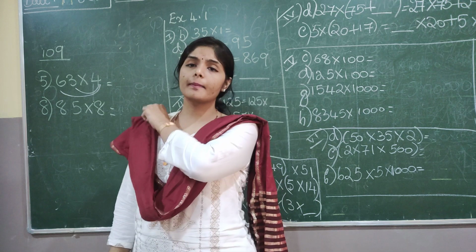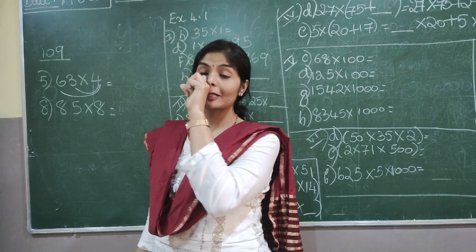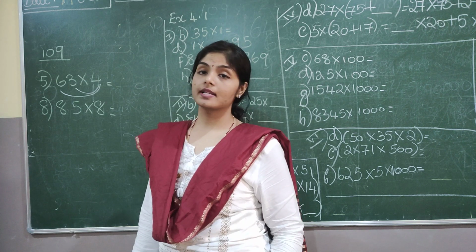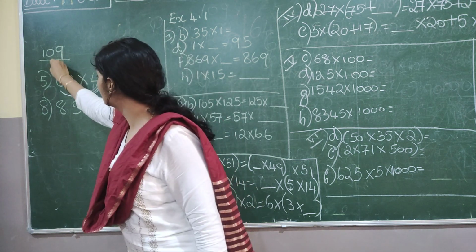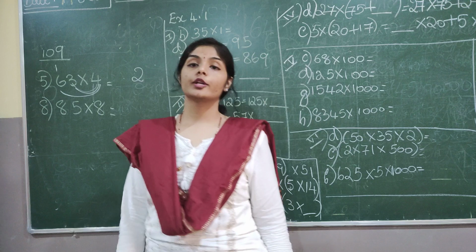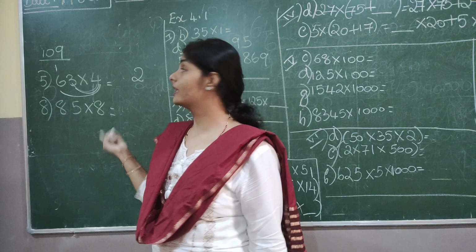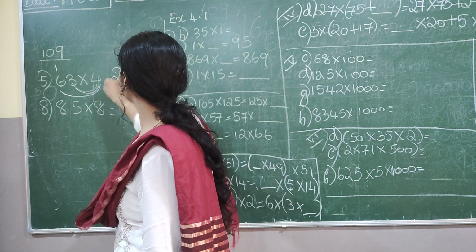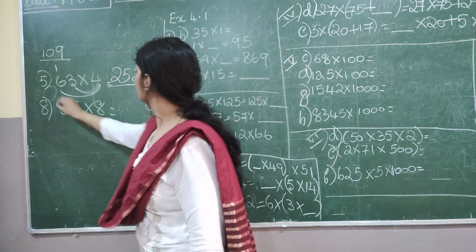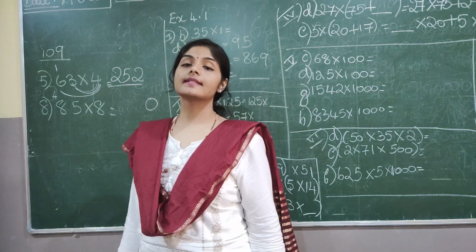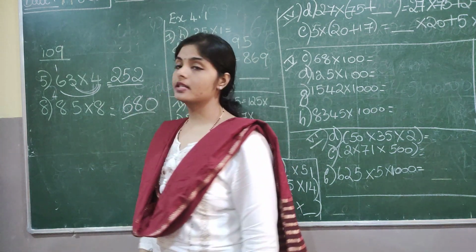Got it? One number is easy to multiply in vertical format, but the other should be done in horizontal. Understood? 4 3s are 12, 2, 1 carry over. 4 6s are 24, 25. Now 8 5s are 40, 0, 4 carry over. 8 8s are 64 plus 4, 68. Got it? This is the way you should work out.